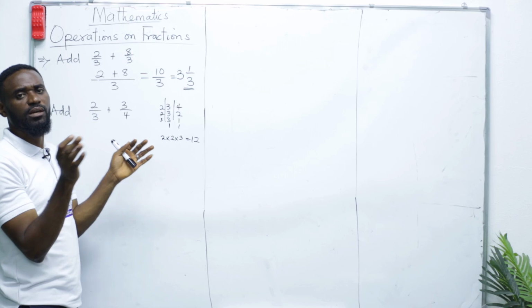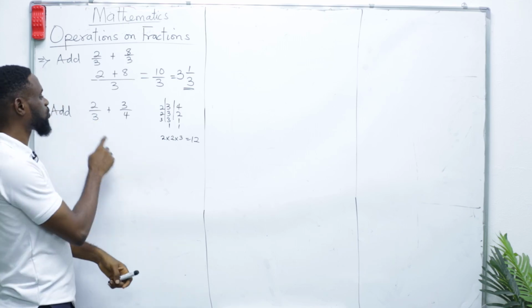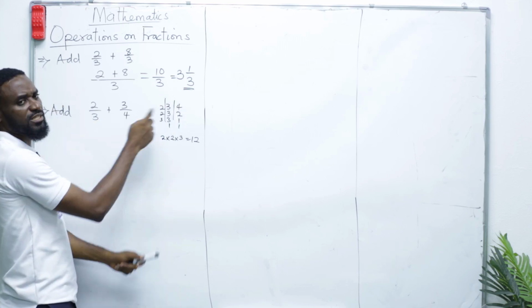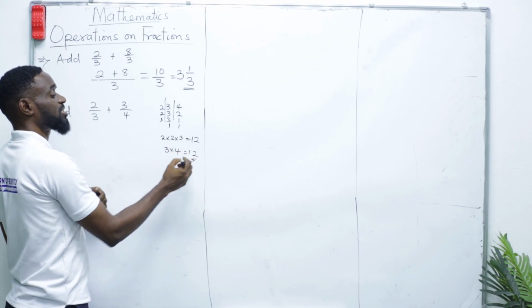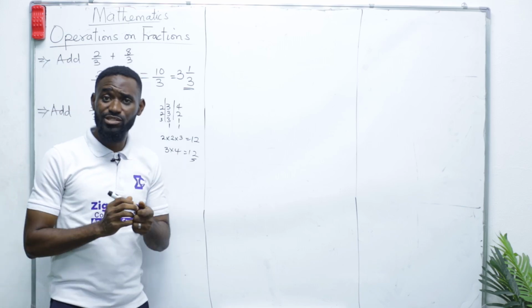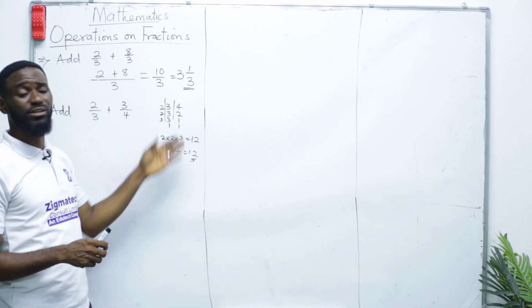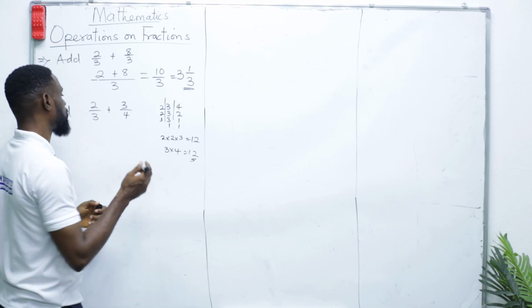Do you understand the point now? They don't have a common what? Factor. So instead of going through this process, just do 3 times 4 is equal to 12. So this is the LCM. Do you understand me? Because they don't have the same factor, there's no need to do all this. Do you understand that? All right, so this is 12.